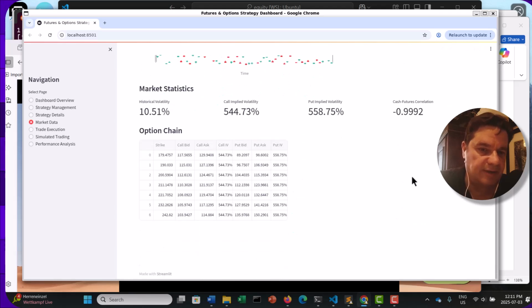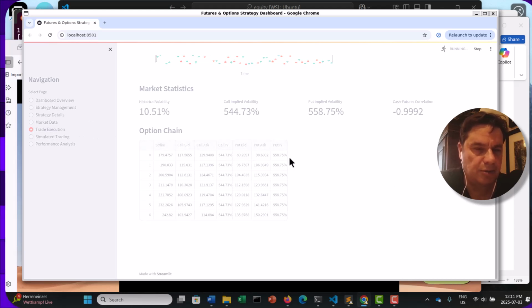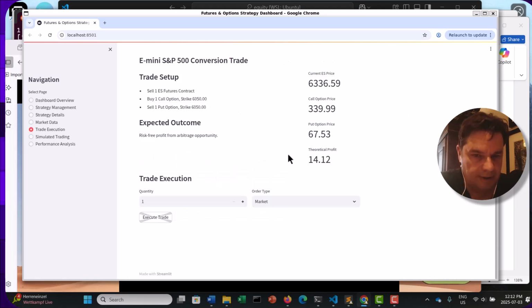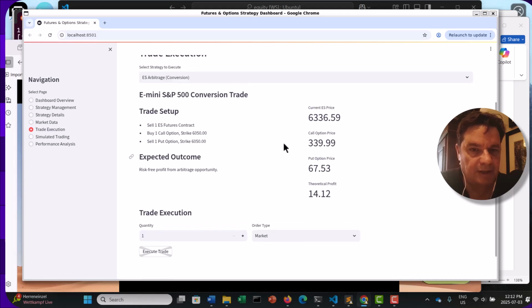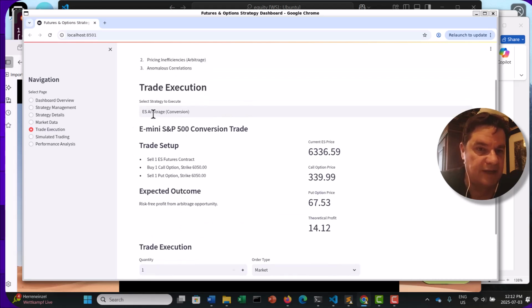And you can see similar data types here. Okay, so let's take a look at the trade execution in detail. And again, this is generated by AI. It's absolutely pretty incredible. So we have the ES arbitrage conversion.